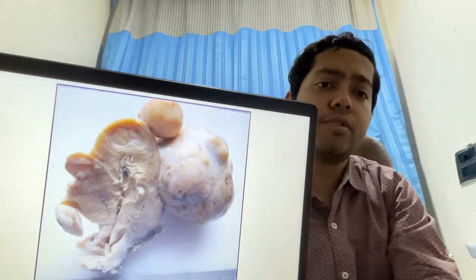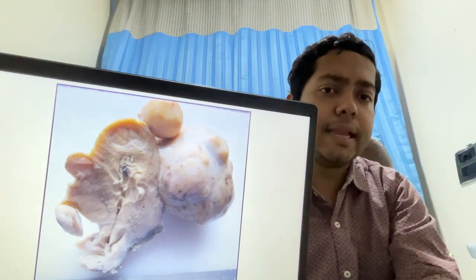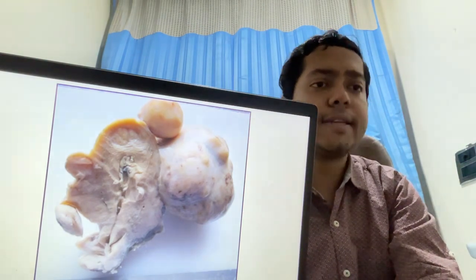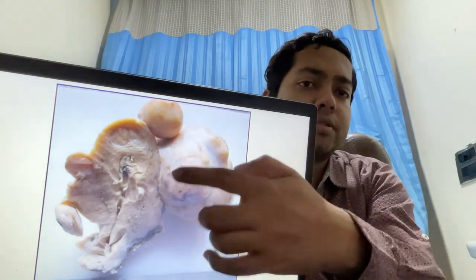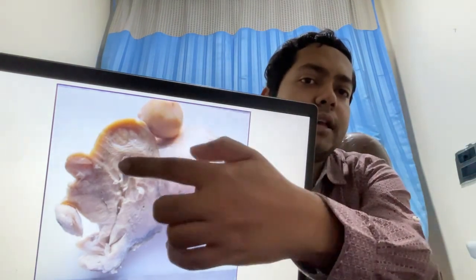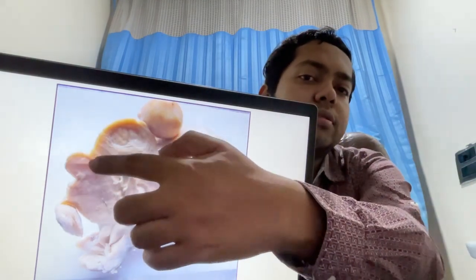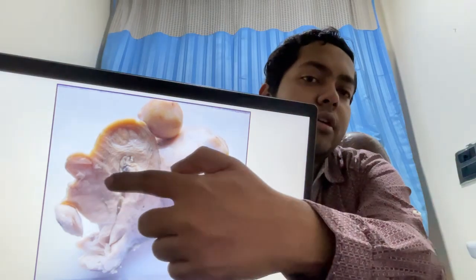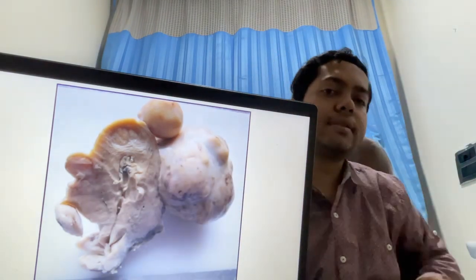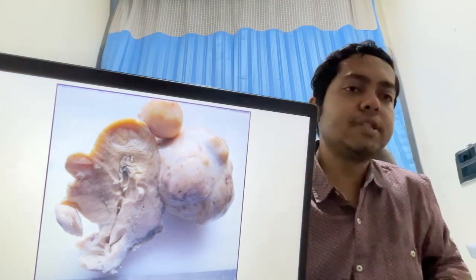This specimen is showing multiple uterine fibroids, with a whorl-like appearance, of various FIGO classifications. This is probably FIGO 6 to 7. This is also 6 to 7. This is stage 4 to 5. This is also 5 to 6. Then these are your fibroids of FIGO stage 3 to 4.